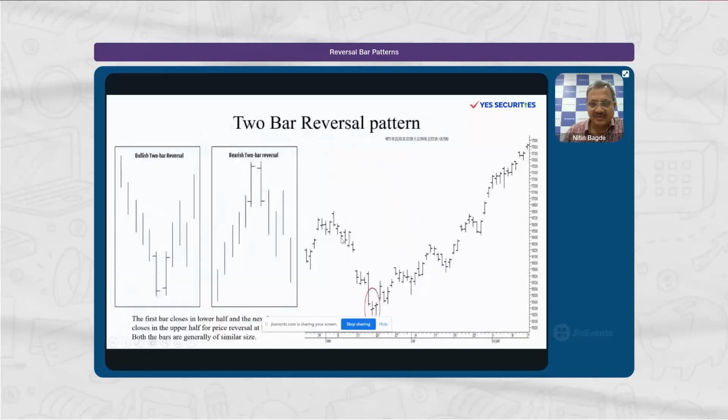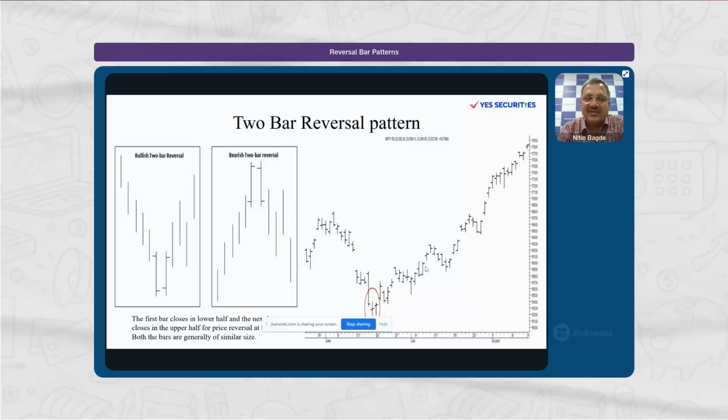You can see here there are two similar size bars. The close is in lower half. Here the closing is upper half. Its high was crossed and new bar gapped up. So we know that from this the earlier direction was coming down. Now there is a possibility that direction can change and go up.